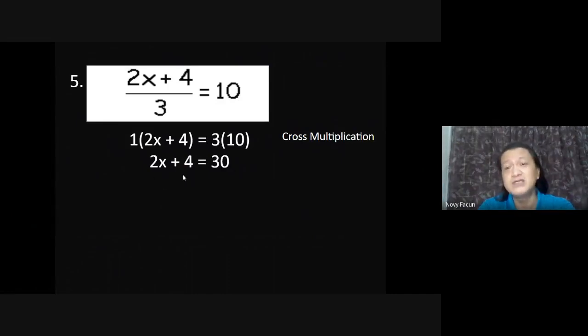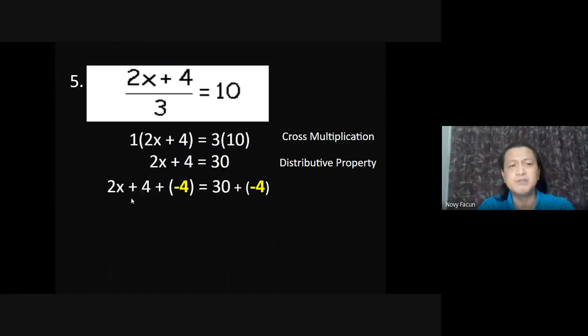And then you can now simplify each side. I-transpose na natin yung positive 4, magiging negative siya. Okay? That is distributive property, yung ginawa natin dito sa cross multiplication after that. And then, that is now 2x plus 4 plus negative 4 equals 30 plus negative 4. Pwede mo siyang i-shortcut na i-directly i-transpose mo siya, pero pinakita lang natin dito para at least masundan natin. Nag-add ako both sides ng negative 4 para malipat ko yung positive 4 sa kabila, sa right side. And that is addition property of equality.